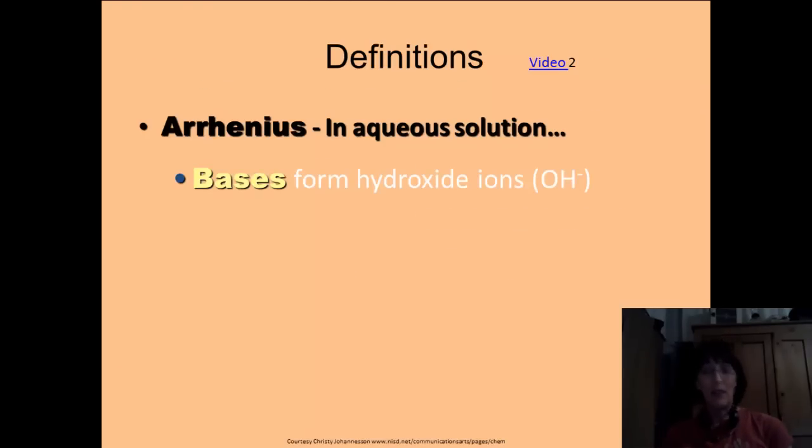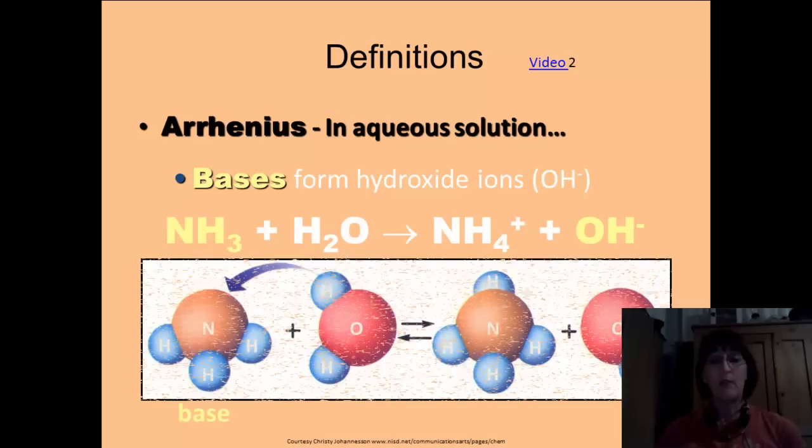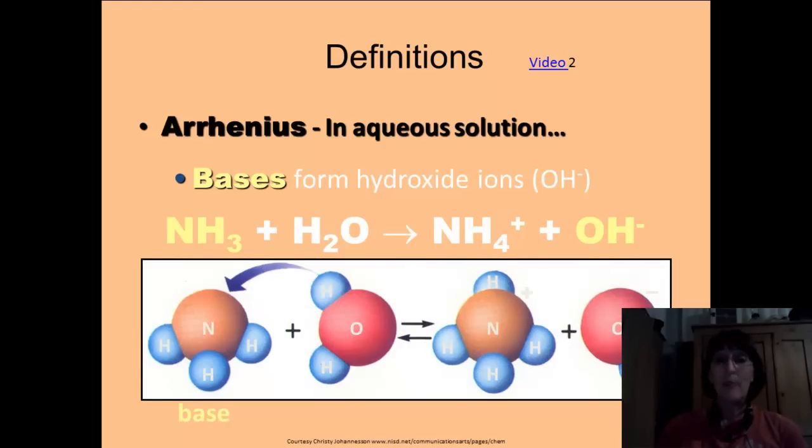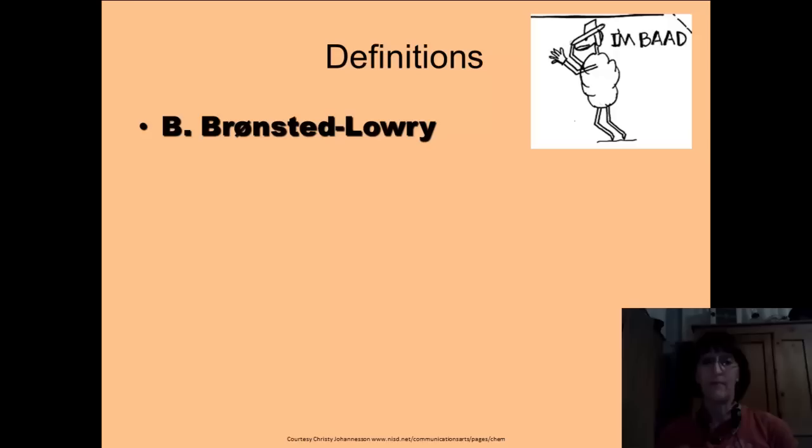Next one on here, you have again some definitions. Arrhenius said that in aqueous solution, acids produce hydronium ions, but bases form hydroxide ions. So here we have some pretty little pictures. You take the base, the standard NH3, and you put it in water, and it actually steals one of those H's from water. So you end up with an ion NH4+, and then there's the hydroxide ion all by itself. So you just created hydroxide ions in the water.